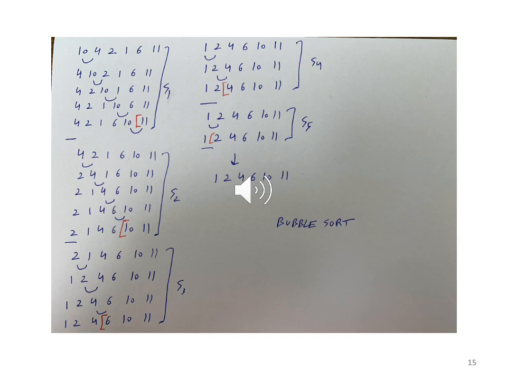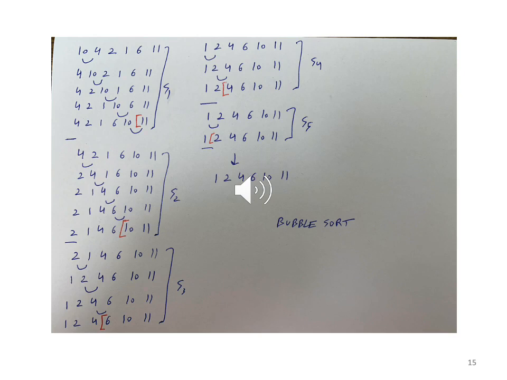So comparing 4 and 2, again A0 and A1, they are out of sequence, swap them. 2 takes 4's place, 4 takes 2's place. 4 and 1 out of sequence, swap them. 4, 1 becomes 1, 4. 4, 6, they are in sequence, no swap. So note that all comparisons don't lead to swaps.